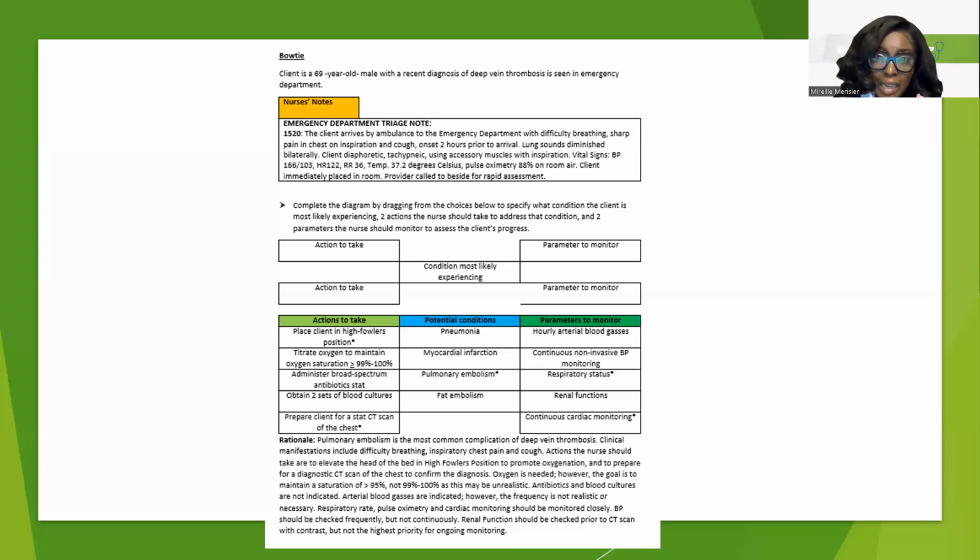So you can see how that caveat can make you pick something that's not correct, to be satting 99 to 100. But the orders that you see for titrating oxygen are maintaining an O2 sat of 95 or greater.